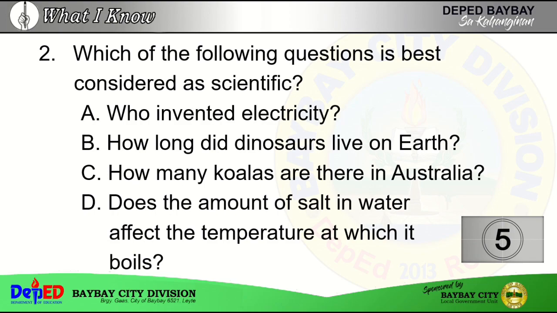Number 2. Which of the following questions is best considered as scientific? A. Who invented electricity? B. How long did dinosaurs live on Earth? C. How many koalas are there in Australia? D. Does the amount of salt in water affect the temperature at which it boils? The answer is D. Did you get the correct answer?